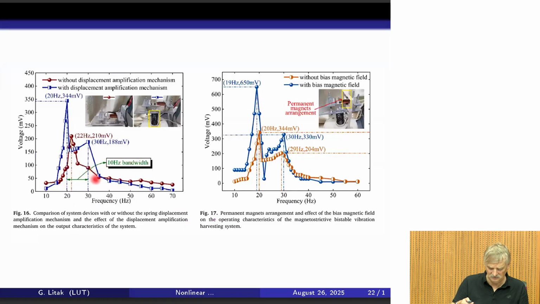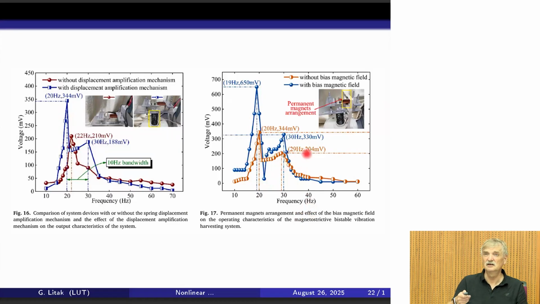And here the authors are telling that you can have an amplification mechanism. So without the amplification mechanism is a red curve, and with the amplification mechanism is a blue curve. So you see that the blue curve is better than the red one. I think it's an experimental result by the same authors.